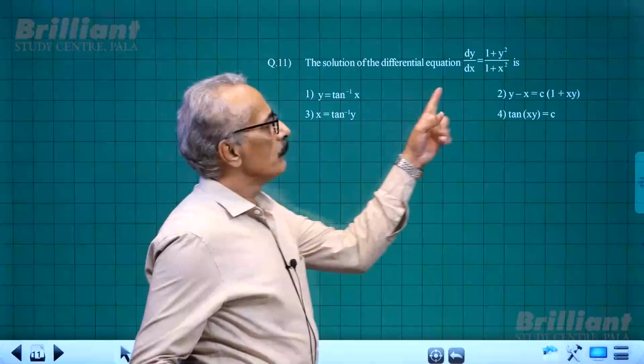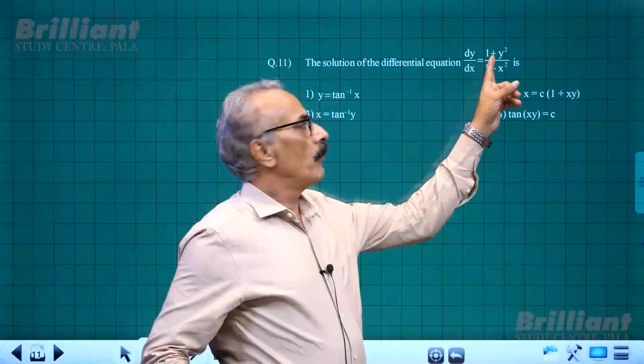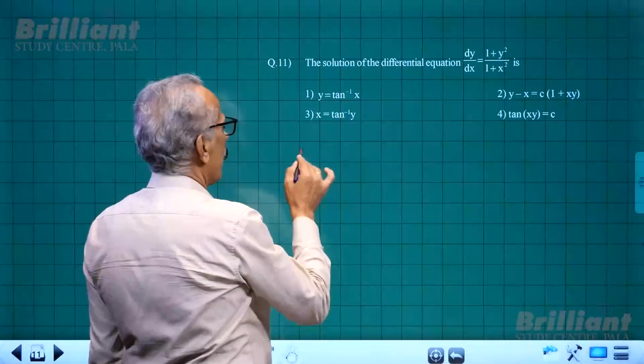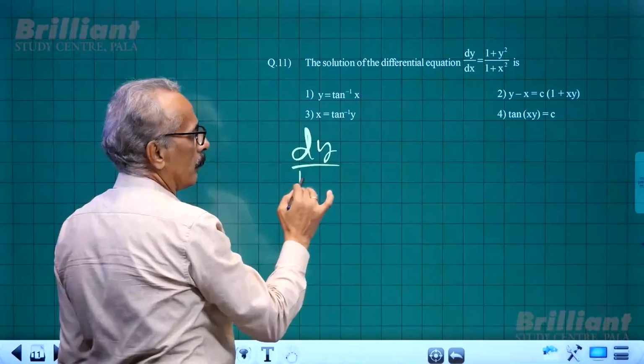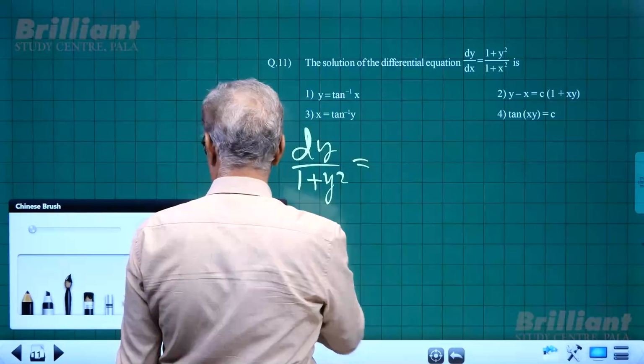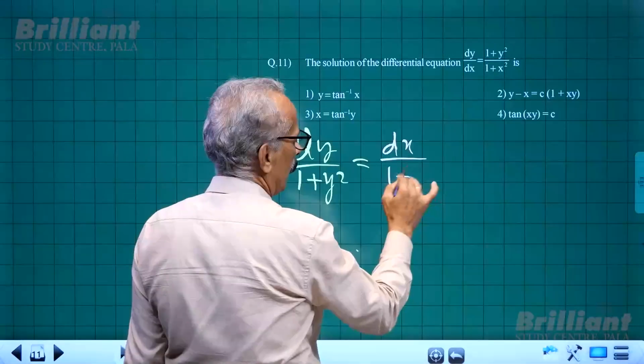The solution of the differential equation. This is really variable separable: all y together, all x together. How do we solve? dy divided by 1 plus y square is equal to dx divided by 1 plus x square.